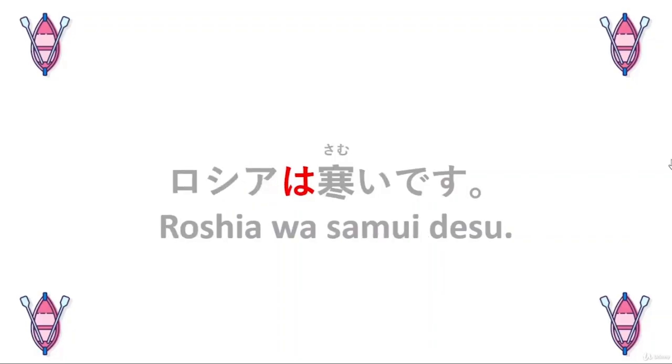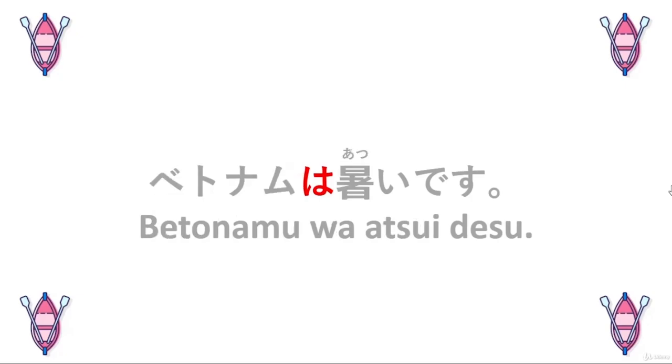ロシアは寒いです。Russia. So as for Russia, 寒い, cold. Is. So it's cold in Russia, or Russia is cold. So we know that the topic of our conversation is Russia. ベトナムは暑いです。ベトナム is Vietnam. 暑い is hot. So as for Vietnam, it's hot. Okay, so the topic of our conversation is Vietnam.